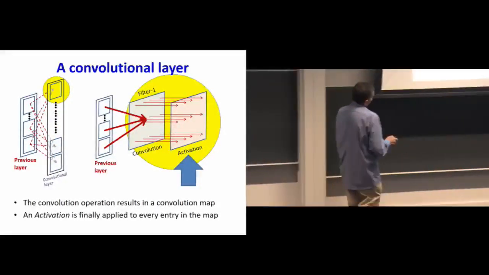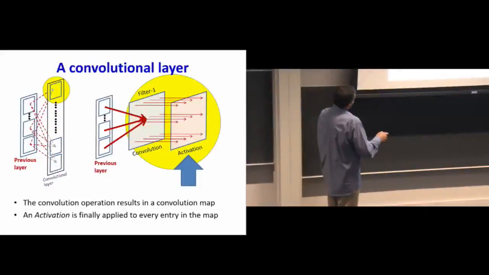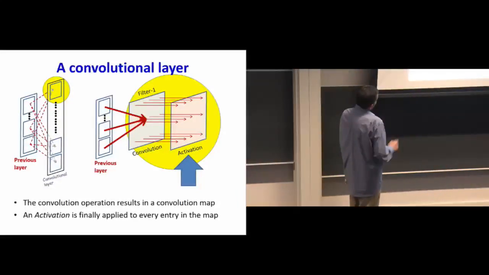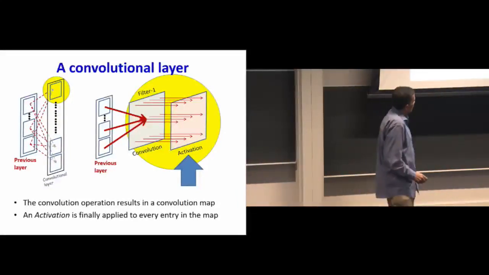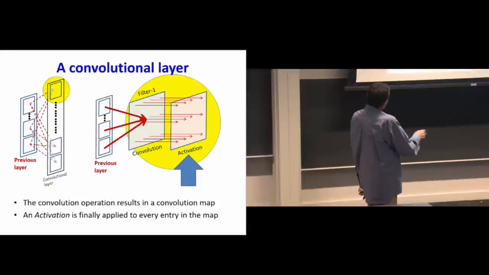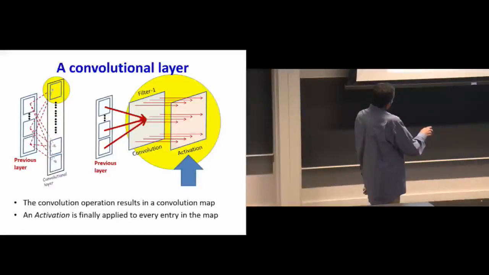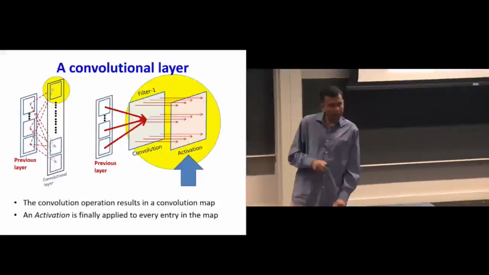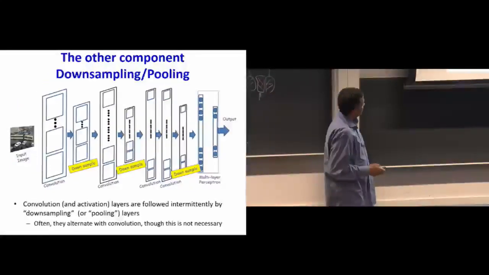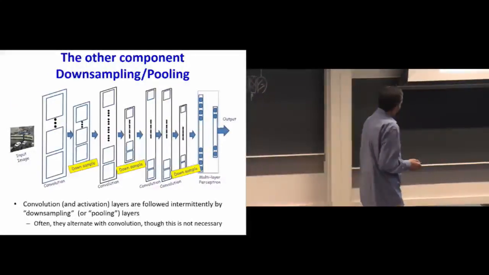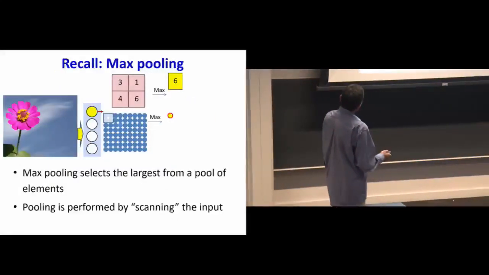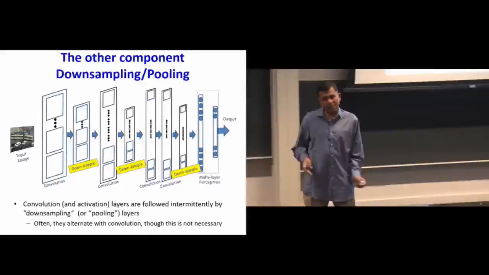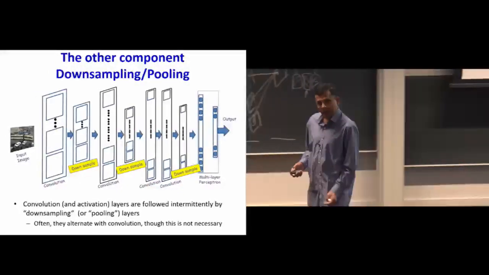So here's what we're going to get. The convolution operator results in a convolution map. So I have this entire layer. I'm going to use a filter. That filter operates on this collection of maps. And so you're going to get a single map for each filter. And the output of the filter is going to go through an activation. And these outputs are then subsequently passed through these so-called downsampling layers.